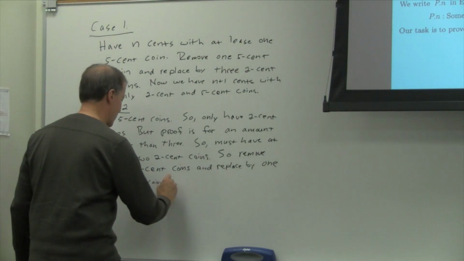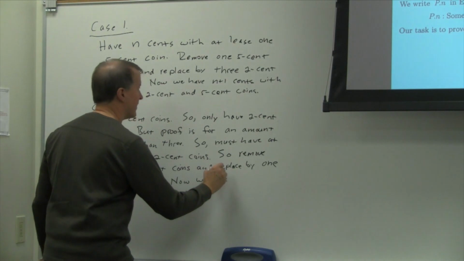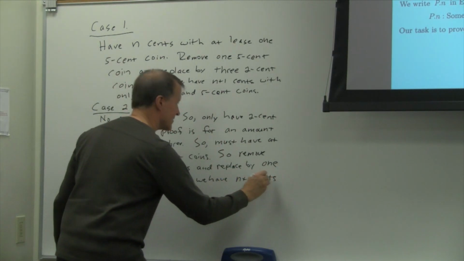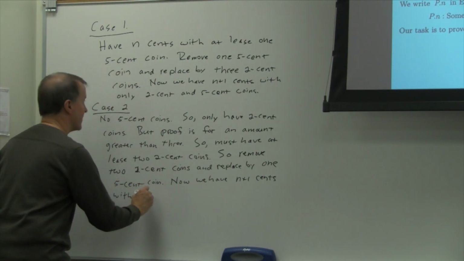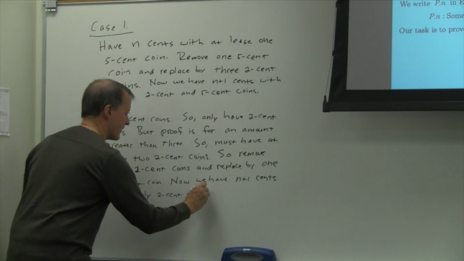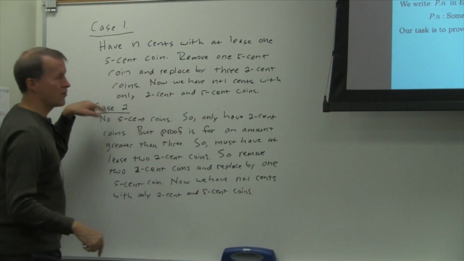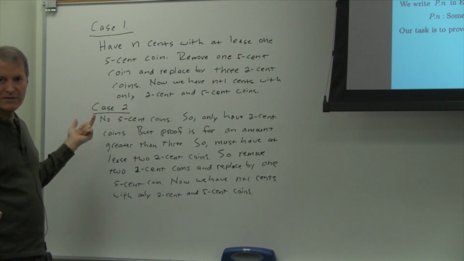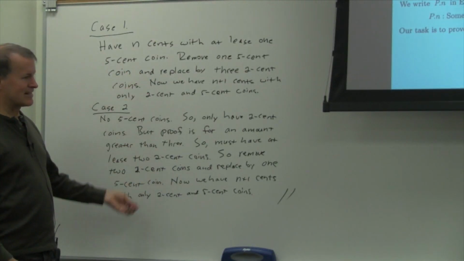So here, now we have n plus 1 cents with only 2-cent and 5-cent coins. And these two are the only possibilities. Either you have at least one or you don't have any 5 cents, right? So that's it. Boom.